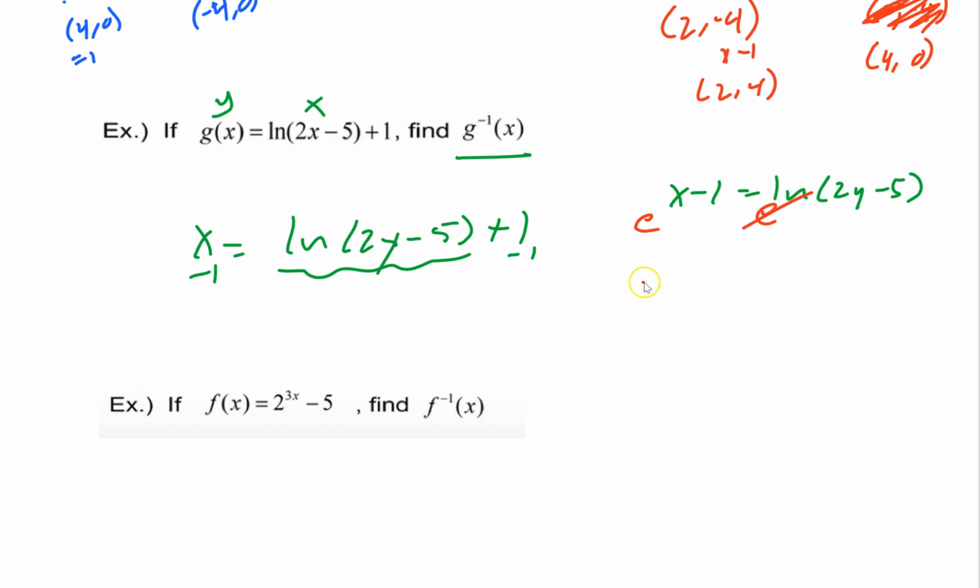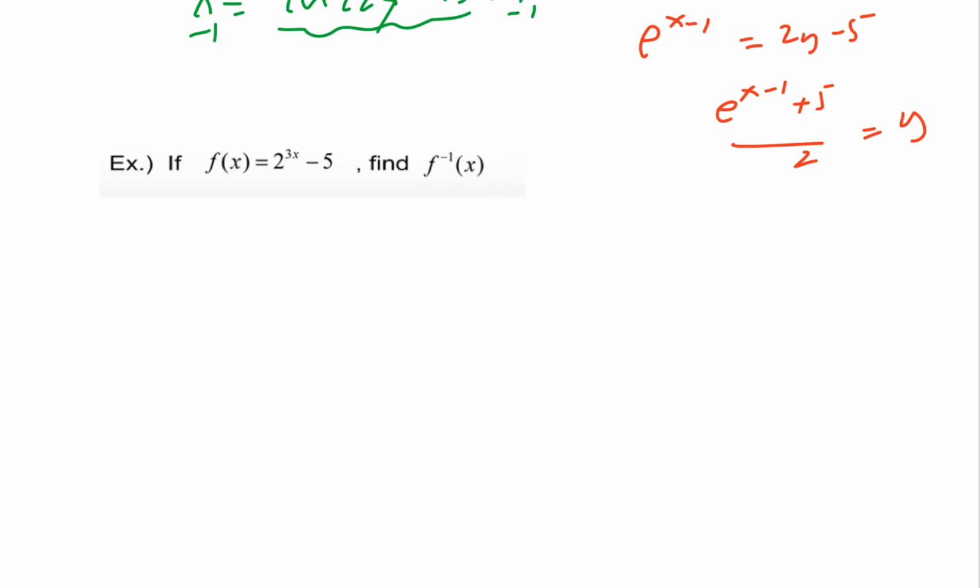These cancel, and you get e to the x minus 1 equals 2y minus 5. Then from there you just add 5 and divide by 2. So e to the x minus 1, plus 5, all divided by 2 equals my y. And that's the inverse, right? Just switch x and y, solve for y. Just wanted to do a little review on logs and natural logs.